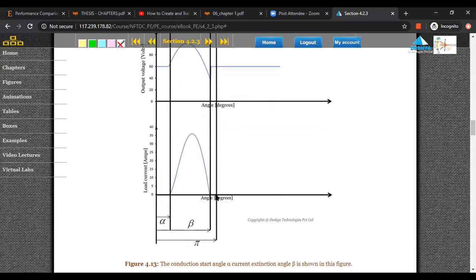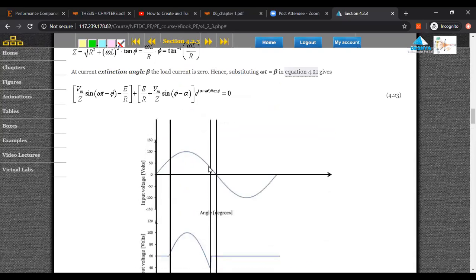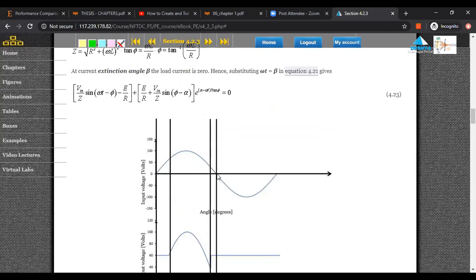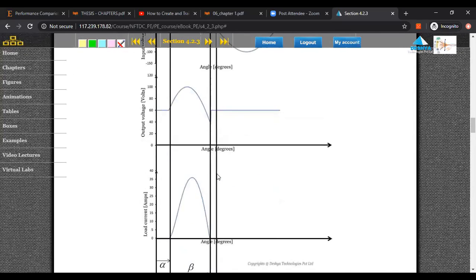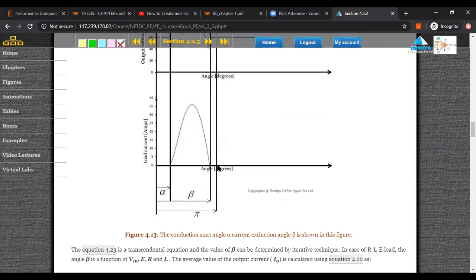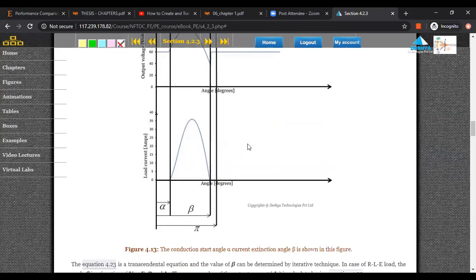Okay. So observe that it starts after some time in the beginning, and in the ending, before reaching 180, it stops its conduction, because of the presence of the EMF in the load. That's why. Okay, so that is the thing. So you have to understand that.